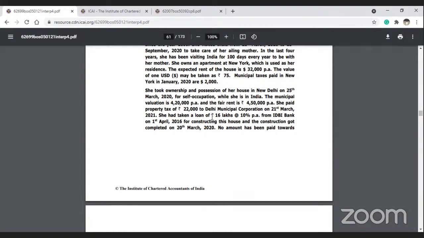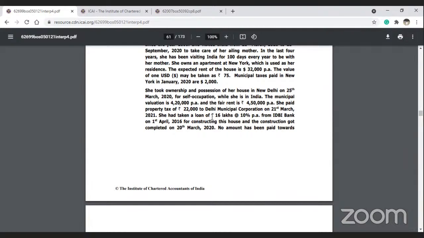So from 1st April 2016 to 20th March 2020, it will be the pre-period. No, it's the first of March, the time limit for construction. We take it till the previous year, 1st April 2019 only. Why 2019? Because if construction is completed within 3 years, only then can we deduct; within 5 years is the limit. Okay, 5 years. But where is the construction completed in 5 years?